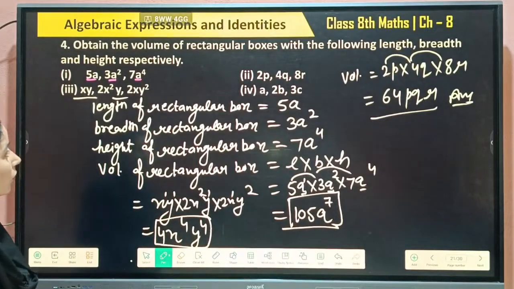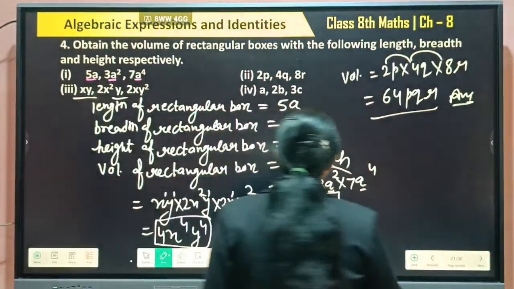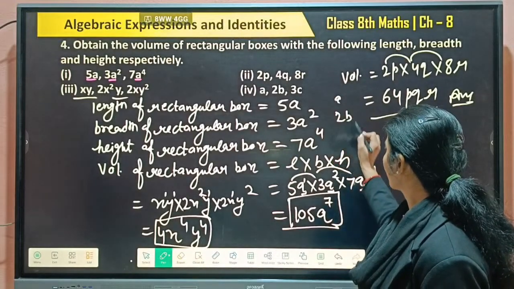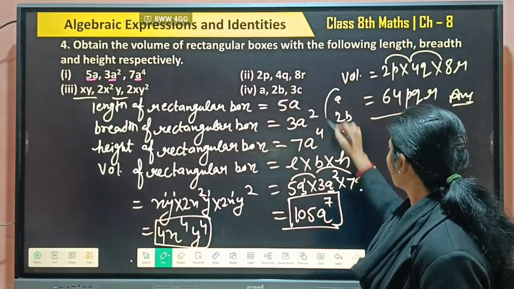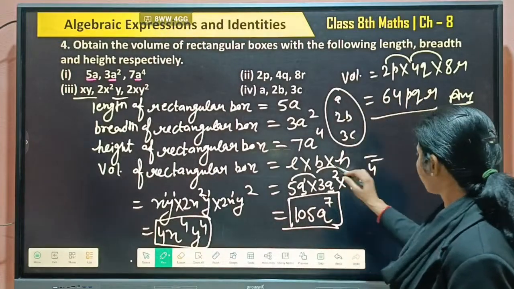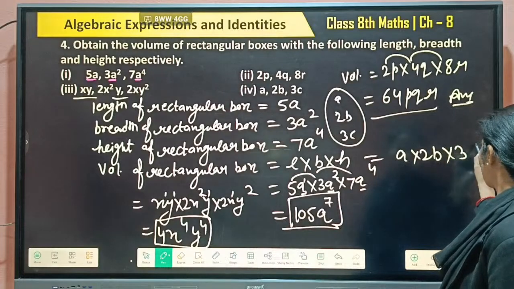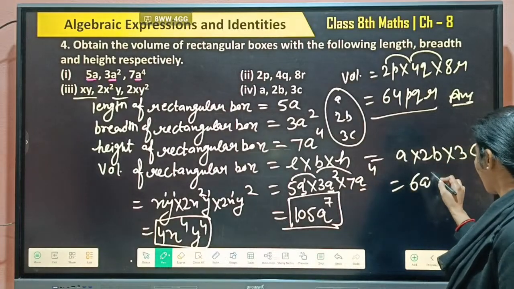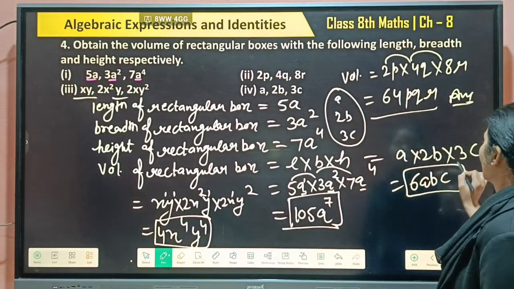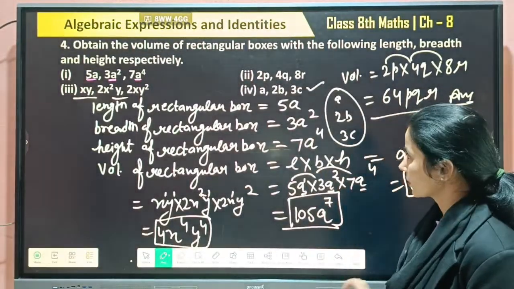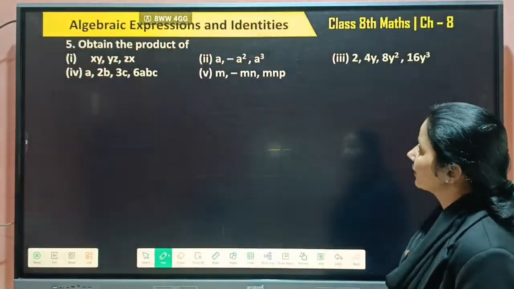This will be the volume. In the last part also you will write length is a, breadth is 2b, height is 3c, and now volume will be L into B into H. So it will be 6abc. This will be the volume for the fourth part. Question number 4 is completed. What is question number 5?